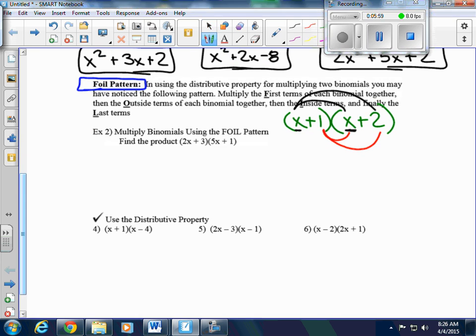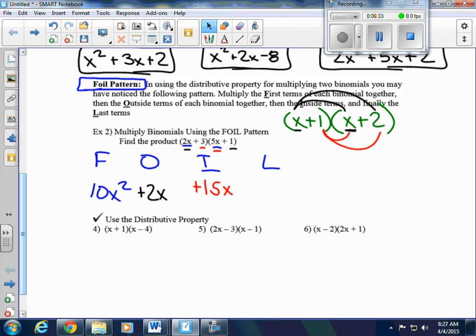So when we look at this, if we write our FOIL up there on the sheet or on your paper, wherever you're working, then you can just put those together. First, that's going to give us 10x squared. Outsides, multiply those two. Those are the outside two. That's going to be 2x. Insides, that's going to be 15x. And the last two, that's going to be 3.